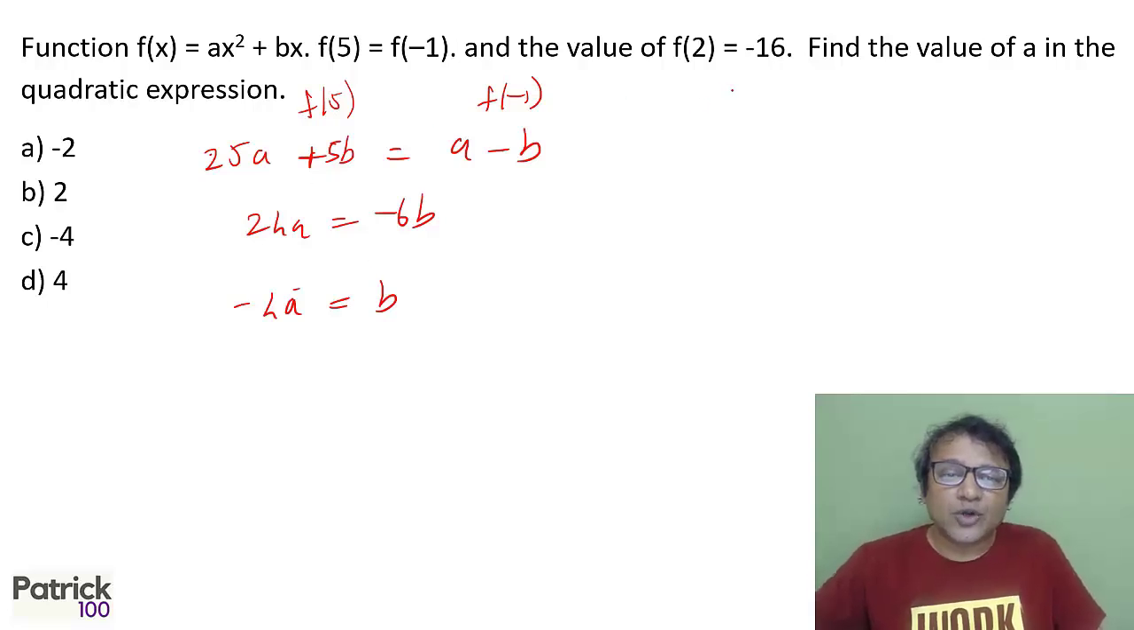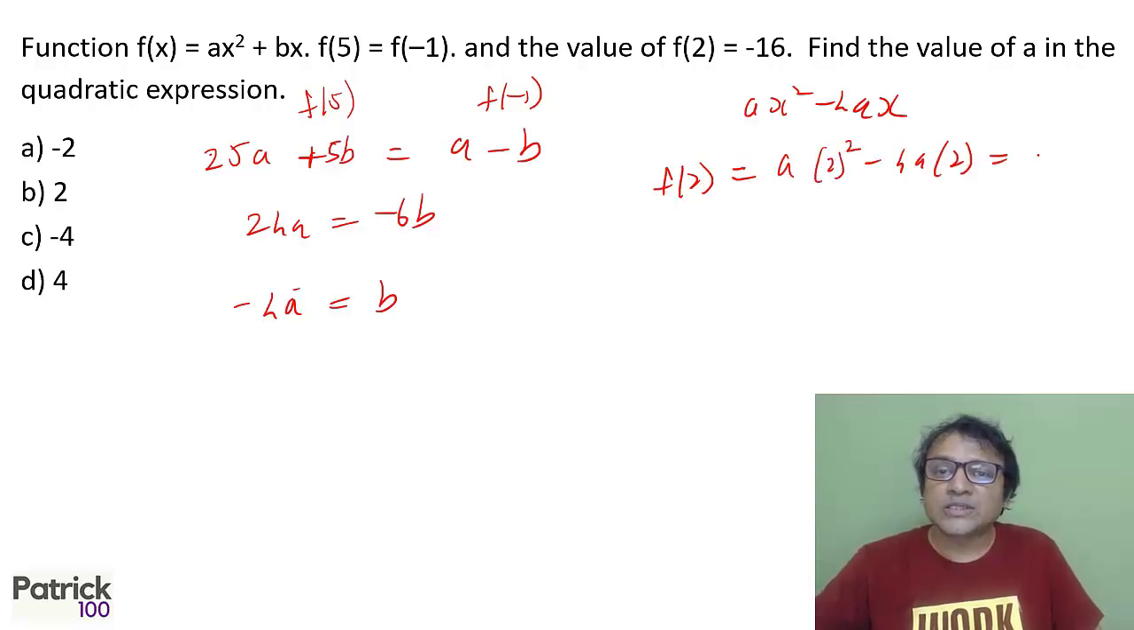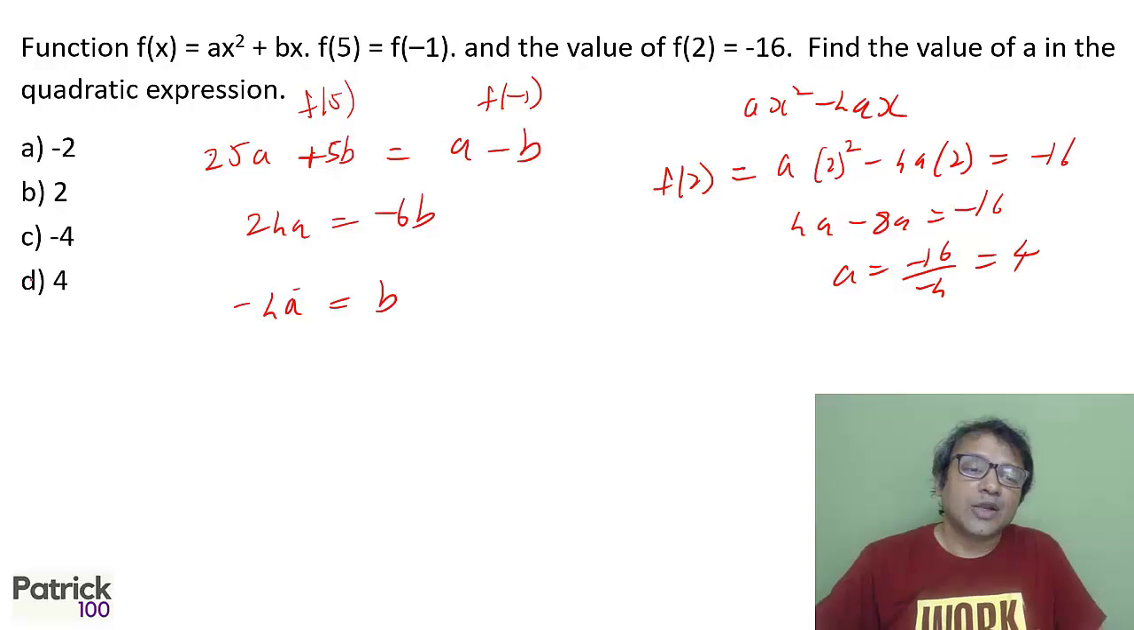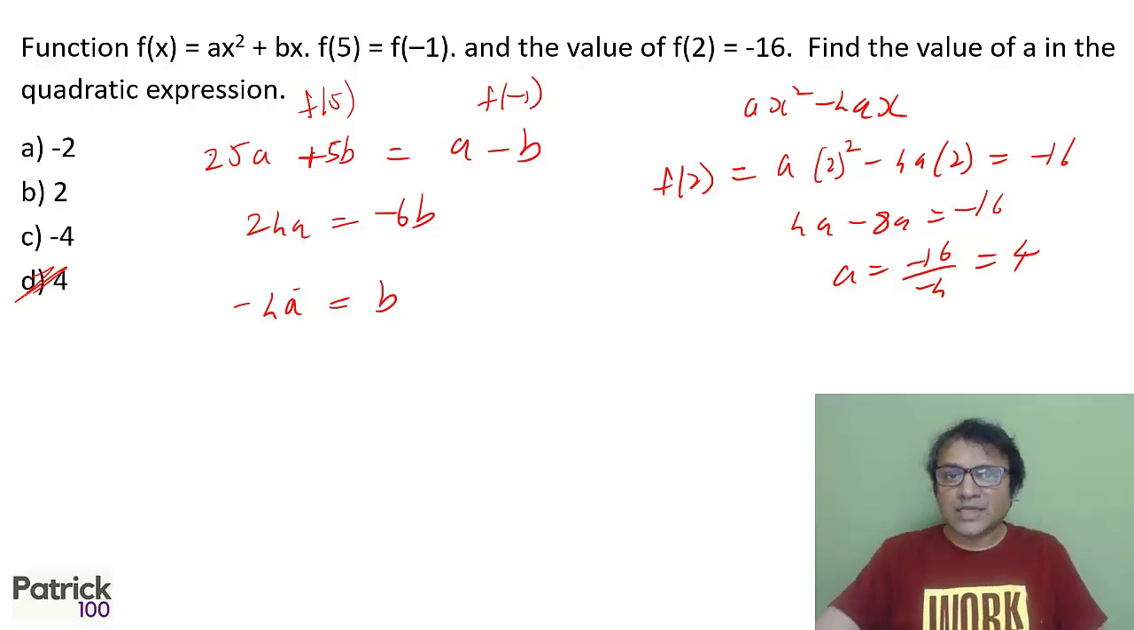Substitute in the equation. So what equation do you get? AX square minus 4AX. So f of 2 will be A into 2 square, minus 4A into 2, which is minus 16. 4A minus 8A equal to minus 16. So you'll get A equal to minus 16 upon minus 4, which will give you 4. D option. That's the answer.